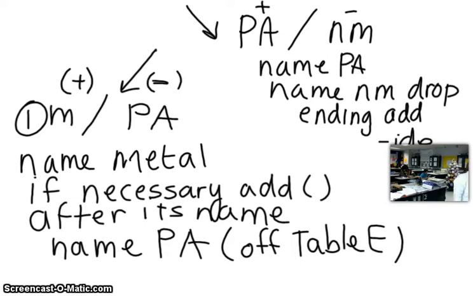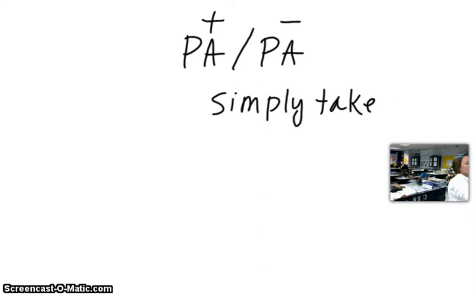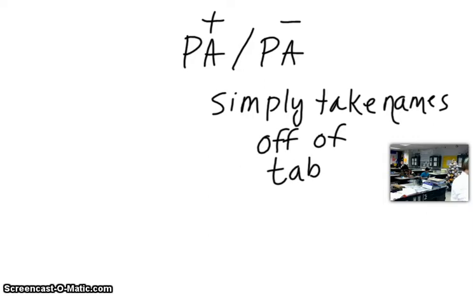And then really the third scenario would be if you had two polyatomics together. Okay? If you have a positive polyatomic and a negative polyatomic, this is probably the easiest situation to name because you simply take their names off table E, in the order that you see them. So don't mix up the order. You're not allowed to do that, okay?